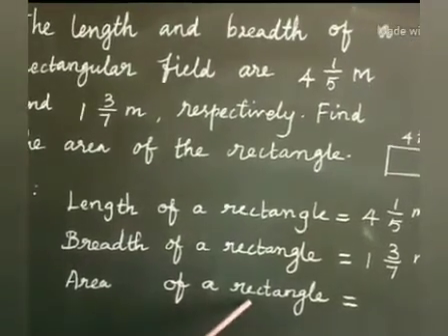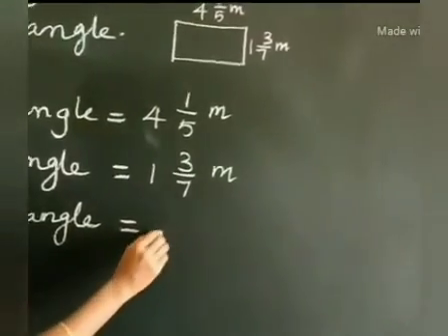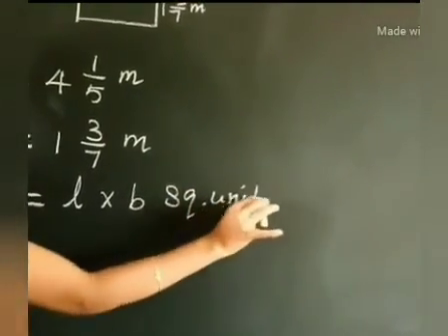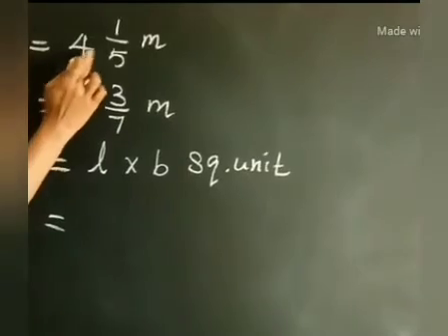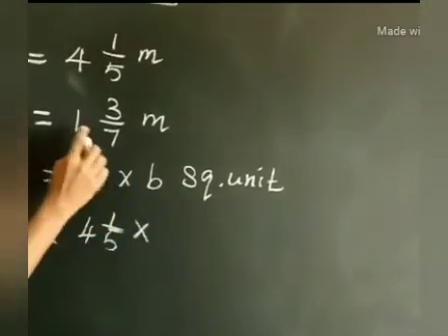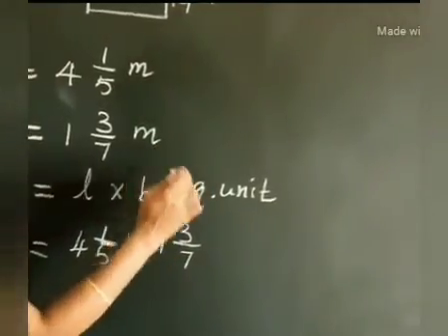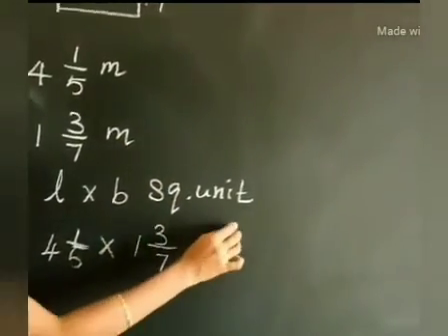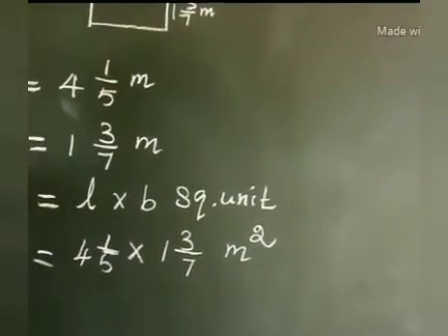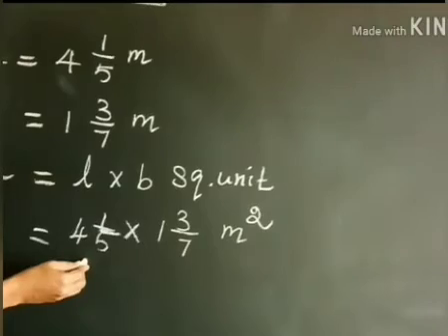Next, area of the rectangle. You have already studied this in the previous 6th standard, isn't it? What is the formula? Length into breadth, square unit. Length is given as 4 1/5 meter, into breadth 1 3/7, square unit. What is the unit given here? Meter, so you have to write square meter; otherwise, writing square meter is also correct. And then see, these are mixed fractions. We convert the mixed fractions into improper fractions.